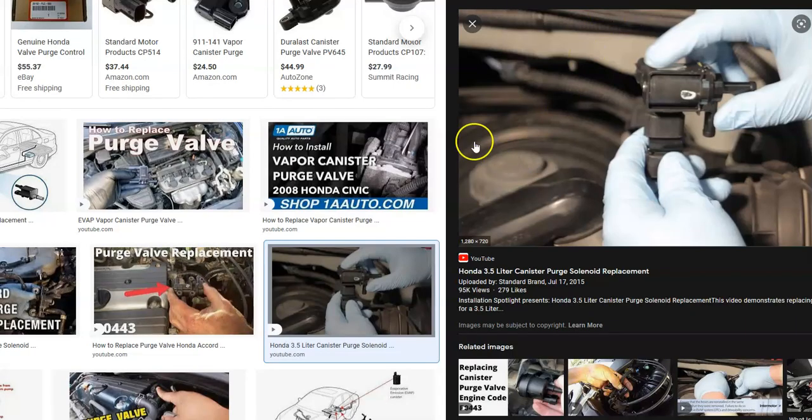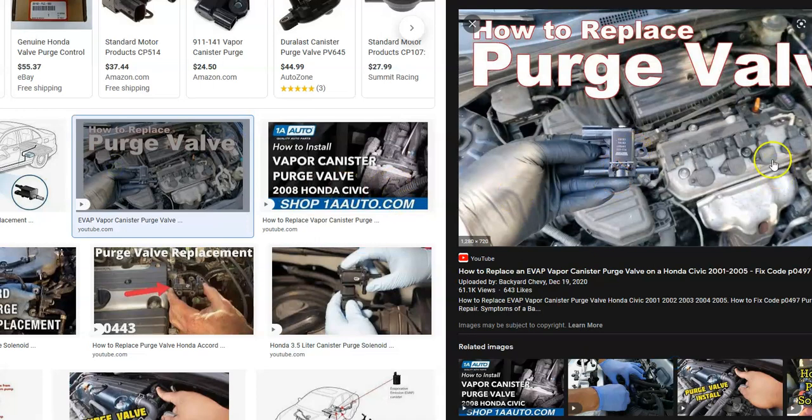And the next thing to check is going to be the purge valve. The purge valve is located up on the engine, and what it does is it has a small valve inside of here that opens and closes. So it stays closed when the engine's off, and it opens up when the engine's running, so all those fumes can go back into the engine and get burnt off.